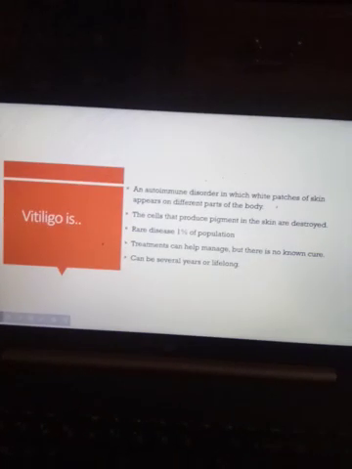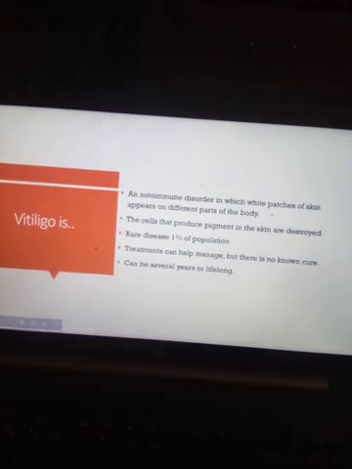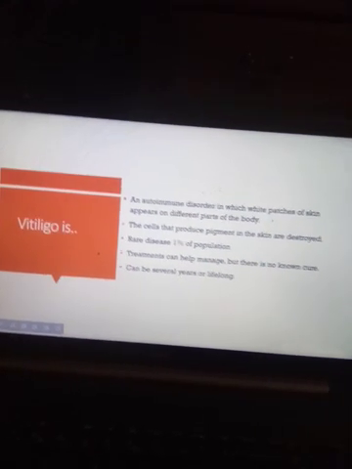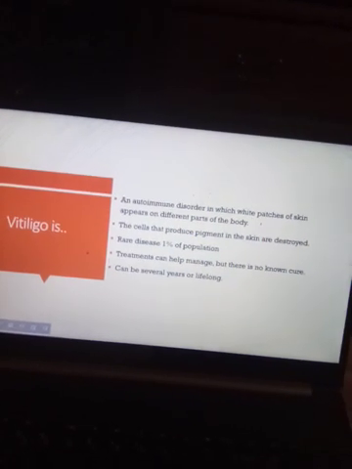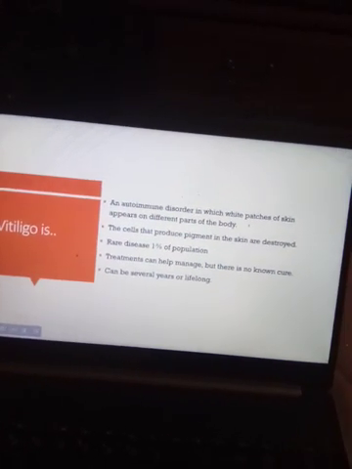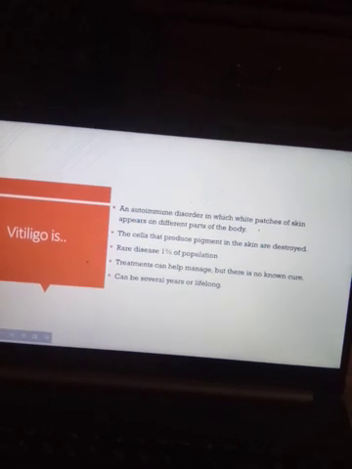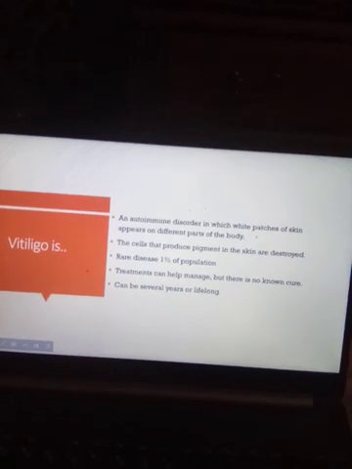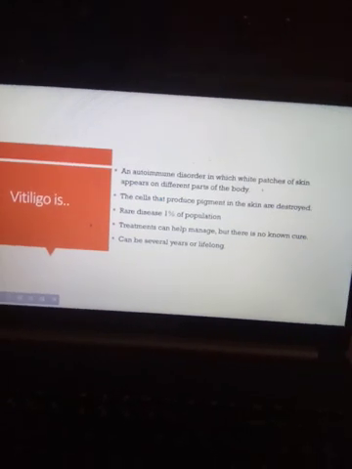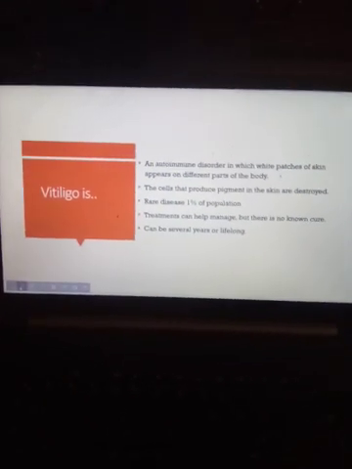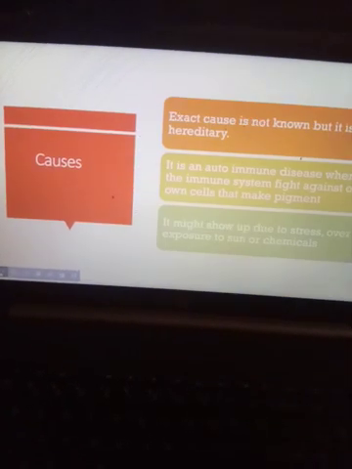Okay, vitiligo is an autoimmune disorder in which white patches of skin appear in different parts of the body, like I explained earlier. The cells that produce pigment in the skin are destroyed. It's a rare disease, which only 1% of the population has. Treatments can help manage it, but there is no known cure. It can be several years or lifelong, and usually it's going to be lifelong because there's no known cure.